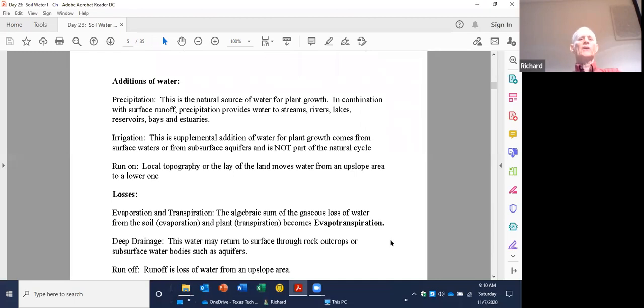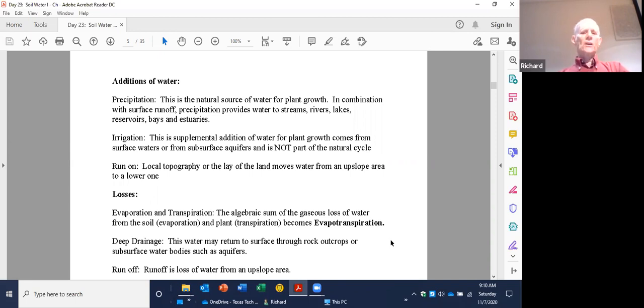If we talk about additions of water, precipitation is the natural source of water for plant growth. In combination with surface runoff, precipitation provides water to streams, rivers, lakes, reservoirs, bays, and estuaries. Irrigation is supplemental addition of water for plant growth, and it comes from surface waters or subsurface aquifers, and is not part of a natural cycle.